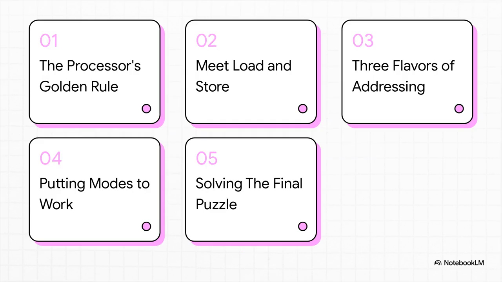All right, here's our game plan for cracking this code. We'll start with the one single rule that basically governs everything. Then we'll meet the key instructions that do all the heavy lifting. After that, we'll dive into the 3 main handshakes for finding data, see how they're used out in the real world, and then we'll wrap it all up by solving a little puzzle to put everything together.